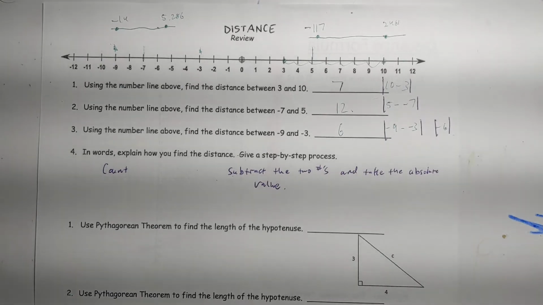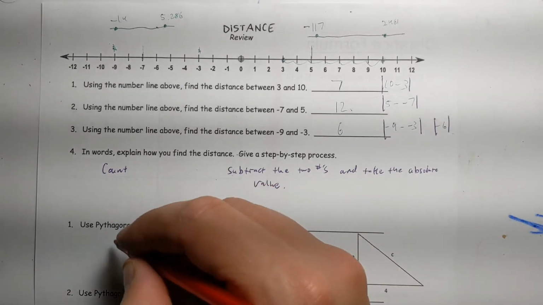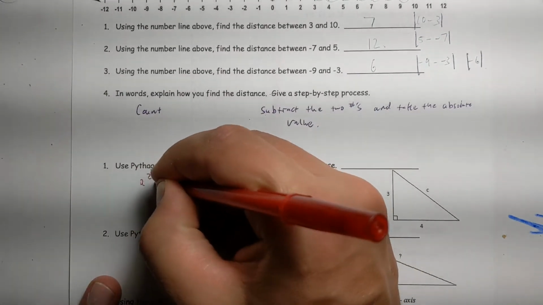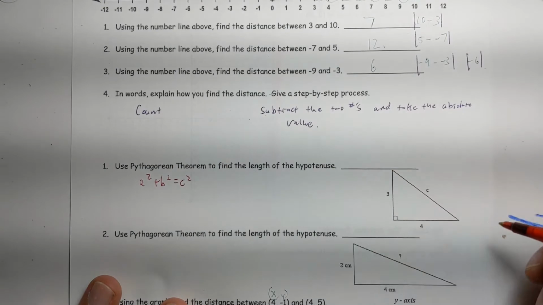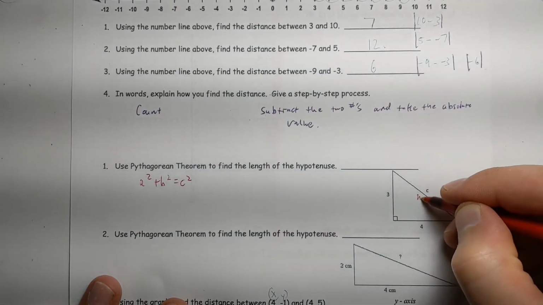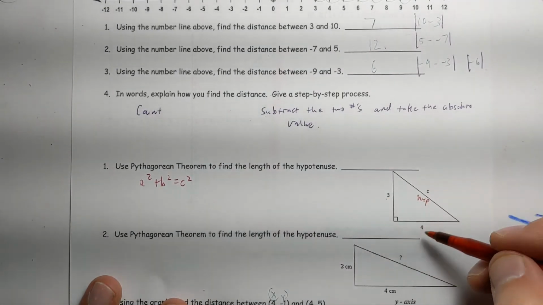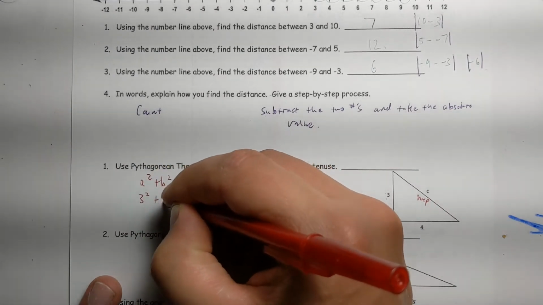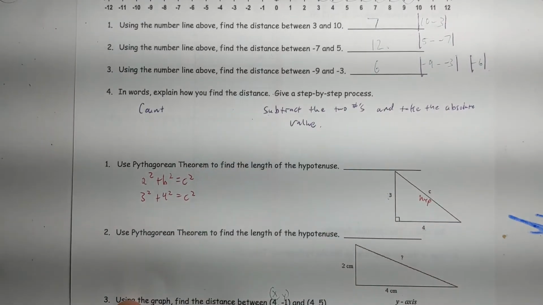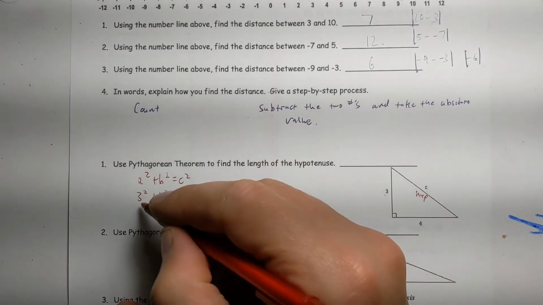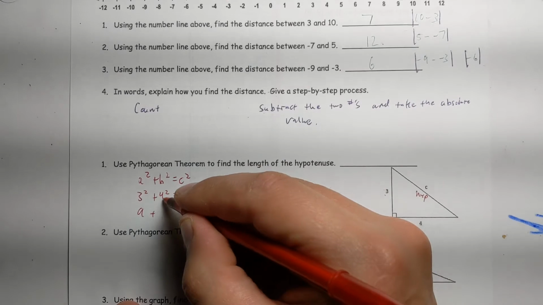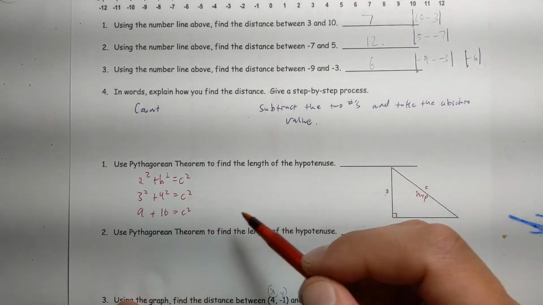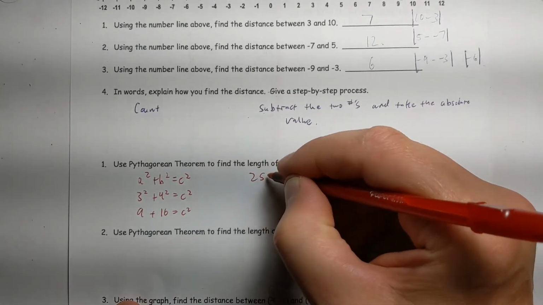Alright, next, quick review of Pythagorean theorem. Pythagorean theorem, of course, the most famous theorem out there. A squared plus b squared equals c squared. C is always the hypotenuse. It doesn't matter which one we put in for a and b, so I'm going to put in 3 there. 3 squared plus 4 squared equals c squared. 3 squared, of course, is 9. 4 squared, of course, is 16. 9 plus 16 is 25.